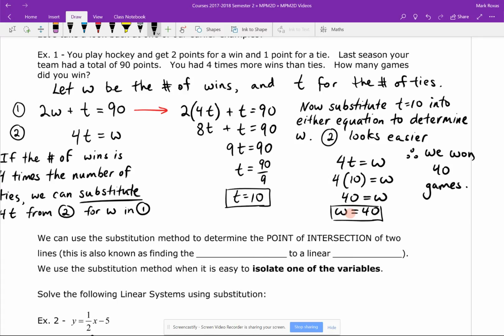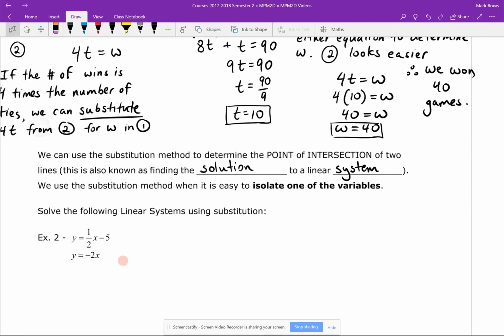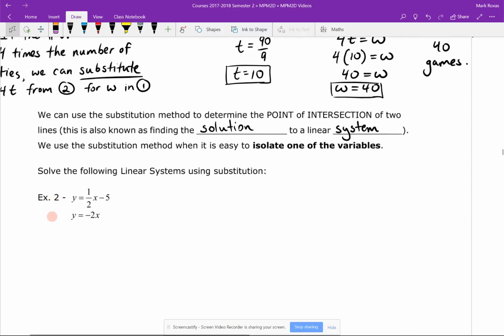Okay, so we can use the substitution method to determine the point of intersection of two lines. And this is also known as finding the solution to a linear system. Okay, we use the substitution method when it is easy to isolate one of the variables. That's if it's easy to isolate, then substitution would be the perfect way of doing it. Okay, so let's look at example number 2.